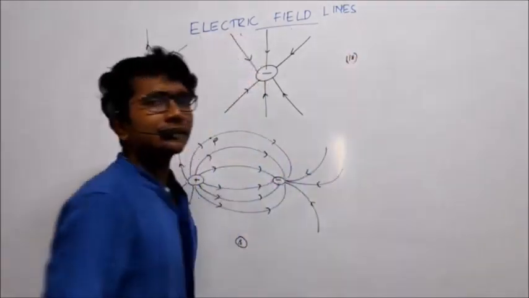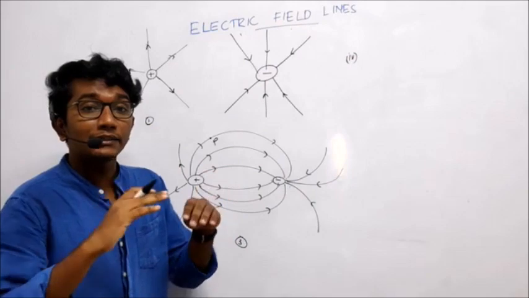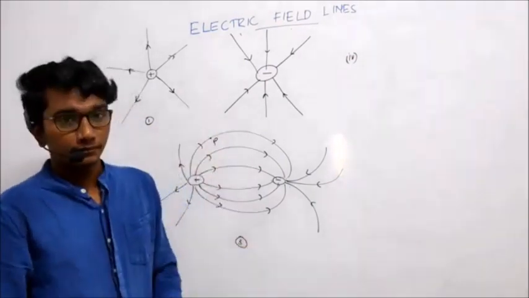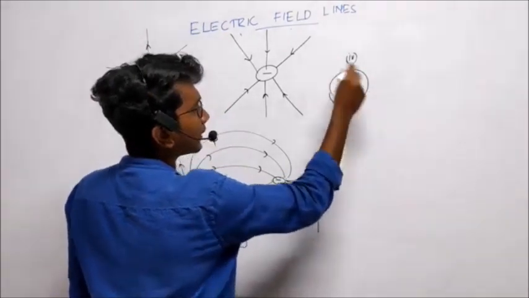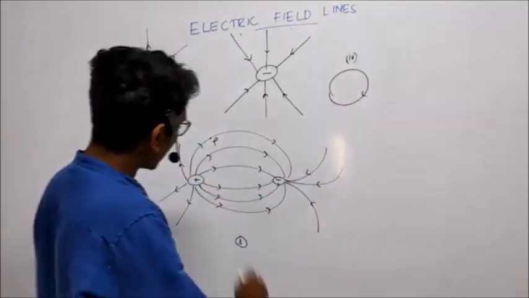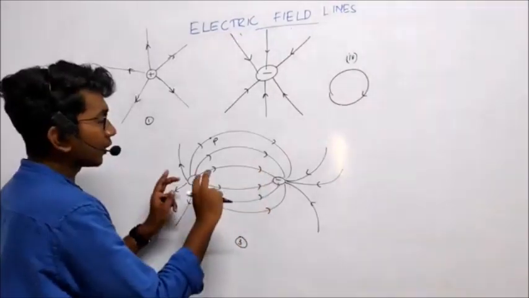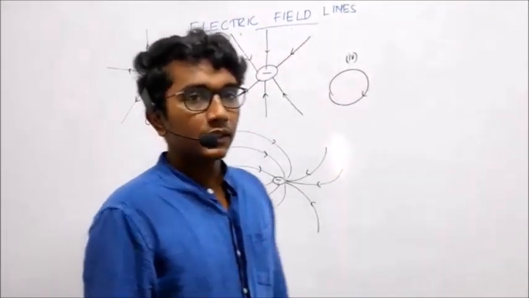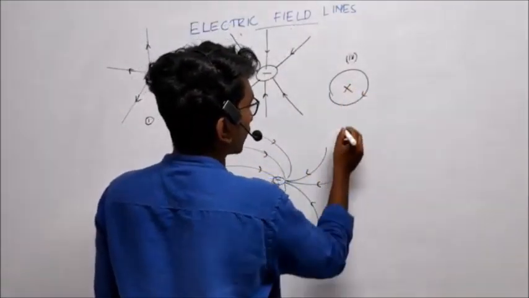And the next point, let's say this is the first, second, third, and then the fourth point: electric field lines would not make a closed loop. For example, this is not an electric field line. Look at this, this is another electric field line, and this is another electric field line. It is not a closed loop. It will not make a closed loop. So this is not possible.